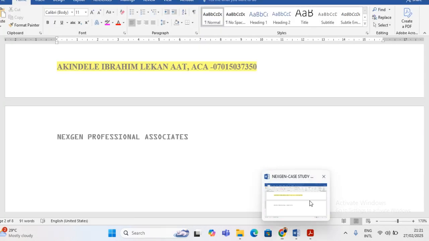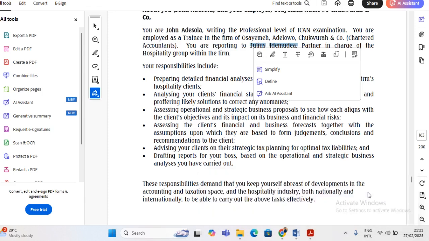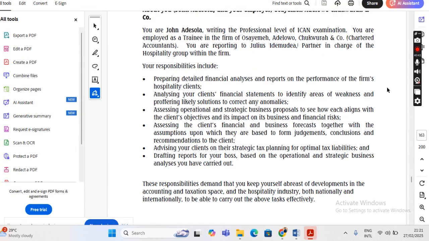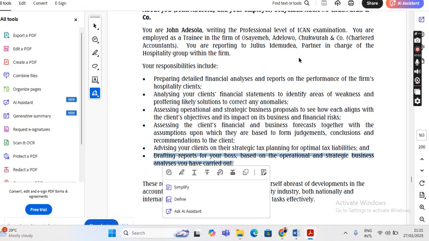So now we are looking at the person in charge of the hospitality group. We are to report to your boss, because your boss is the senior partner. You don't expect your boss to be doing all these small things, like financial analysis and the business proposal. You have to draft the report for your boss. Your boss will then do a review. You draft it, then your boss will look at it because it's for their clients, right?